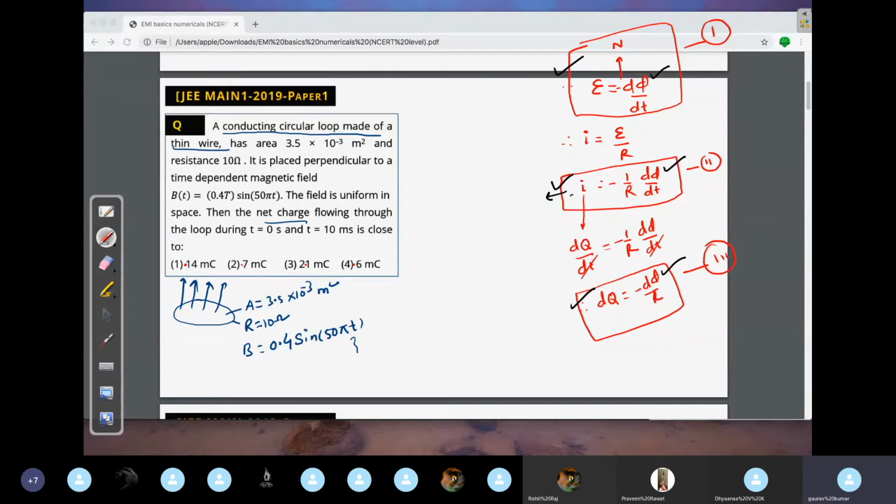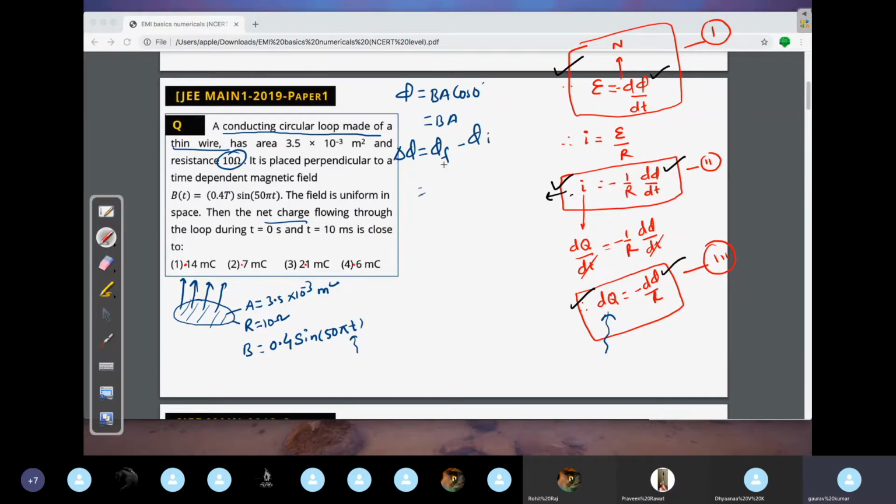Okay, you can see that as time changes, what will happen? Flux linked with this will change because the magnetic field is variable here. What is the flux at any instant? We will use the formula B into area into cos of angle between them. Since both are in the same direction, you can just write BA. So area is given. They're asking delta Q, so charge flown is given by change in flux divided by resistance. Resistance is also given in the question, 10 ohm. Just calculate the change in flux. Delta phi is final flux minus initial flux.